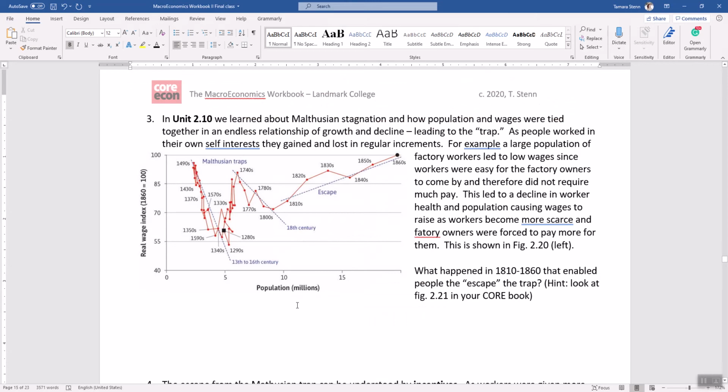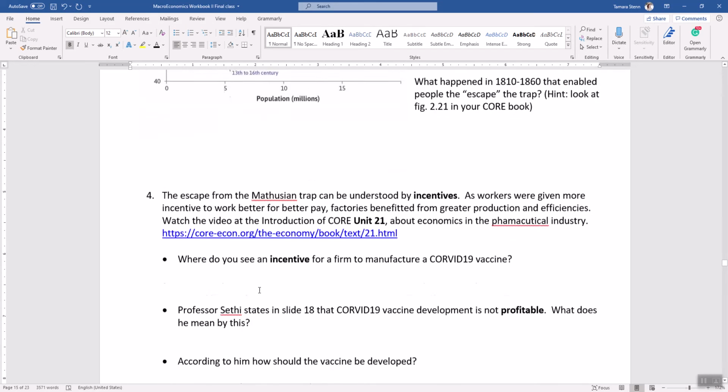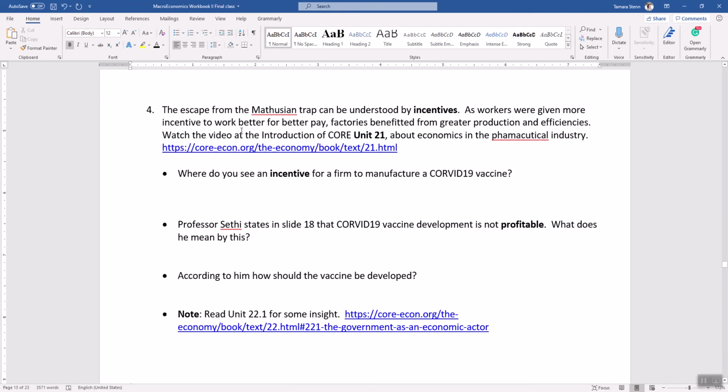So going back to our book, number 3, okay, so tell us what happened. Number 4, we're looking at that escape from the Malthusian trap can be understood by incentives, right? The workers were given more incentive to work better for better pay. The factories then benefited from greater production and efficiencies, okay? And we're going to take a look at that. Where do incentives come from? Because it didn't come from the market. Okay, in this case, the Malthusian trap, those incentives came from the government and from the people, from the demands of society.